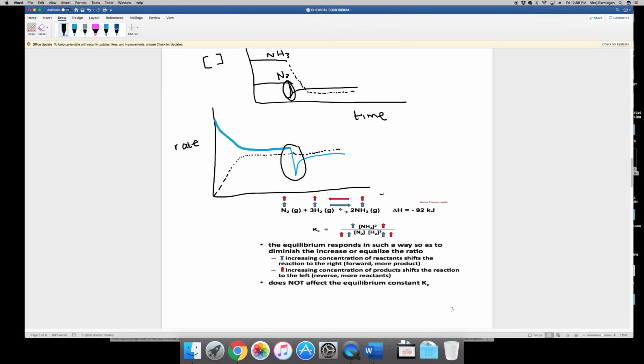And here is a little summary of concentration. It just says, here's the reaction. The equilibrium responds in such a way as to diminish or decrease the increase or equalize the ratio. Increasing the concentration of the reactant shifts the reaction to the right, and increasing the concentration of the product shifts the reaction to the left. But it does not affect the equilibrium constant, which we will come back to.